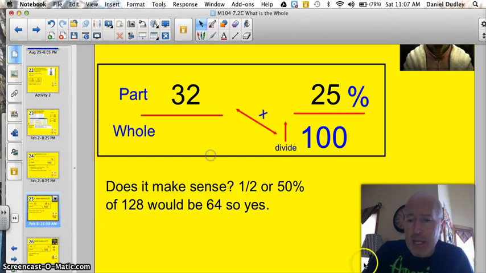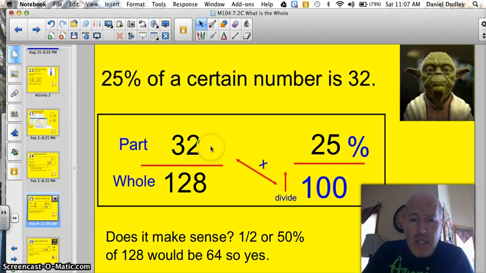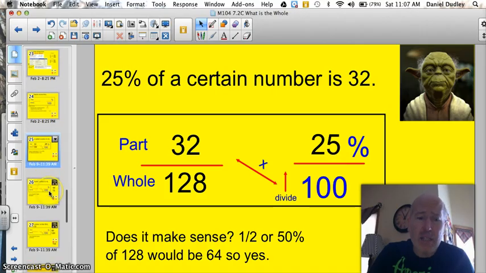Well, let's pop that back in and just see if it makes sense. It kind of looks right, because I know that half of 128 would be 64, and this is a quarter, so half of 64 is 32, so yeah, it makes total sense. I can also check the cross products, and we'll practice that on the next problem.